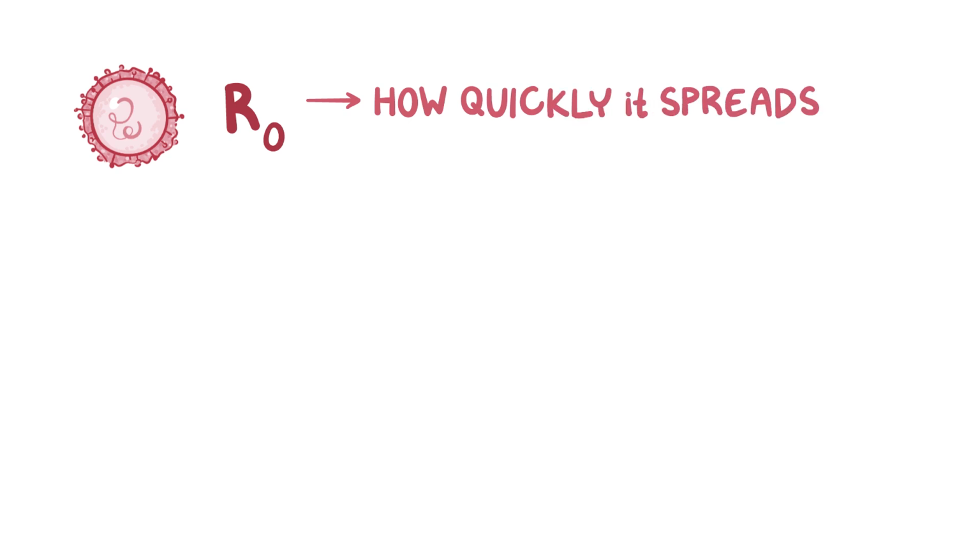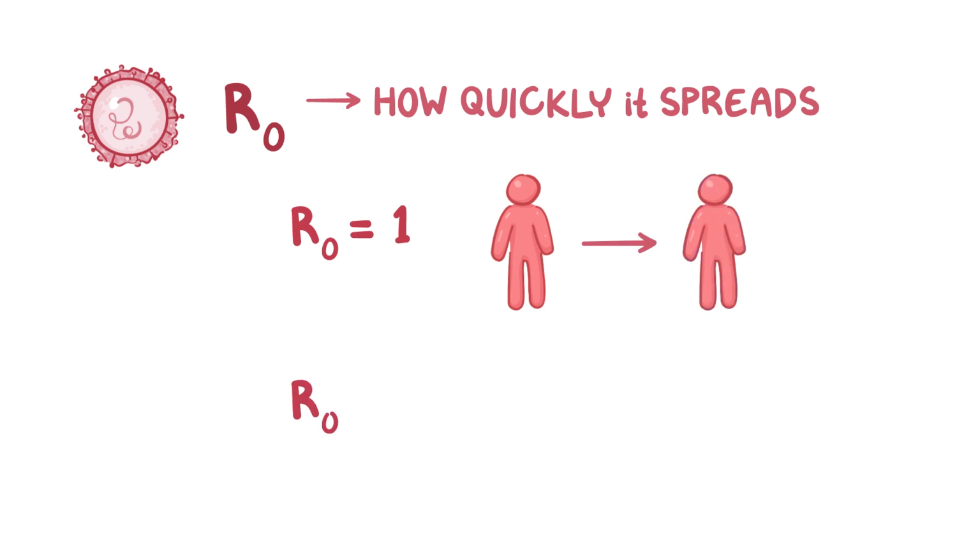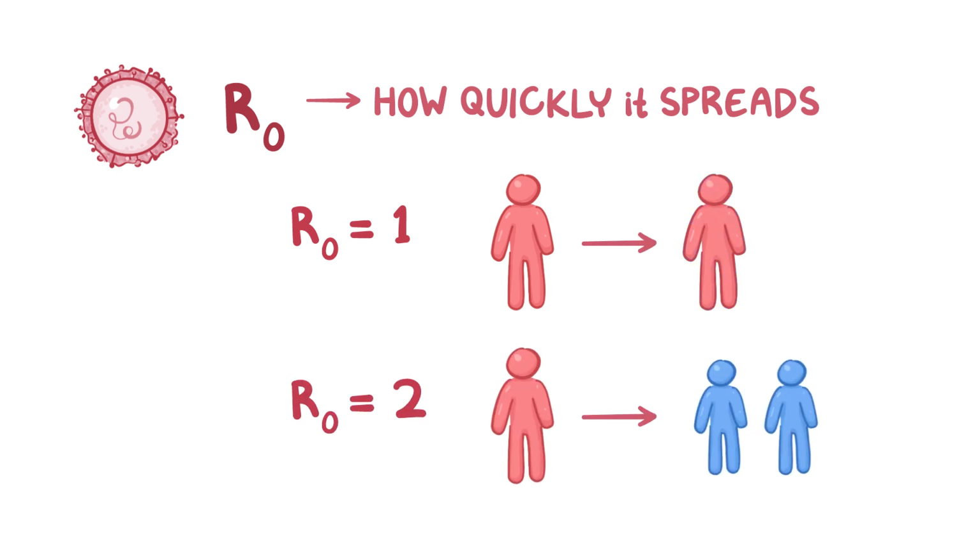Viruses are given a reproductive number, or R0, based on how quickly they spread. And person-to-person transmission has been confirmed both in and outside of China. An R0 of 1 means that an infected person passes it on to one new person. An R0 of 2 means that one person spreads it to 2 new people, and so forth.